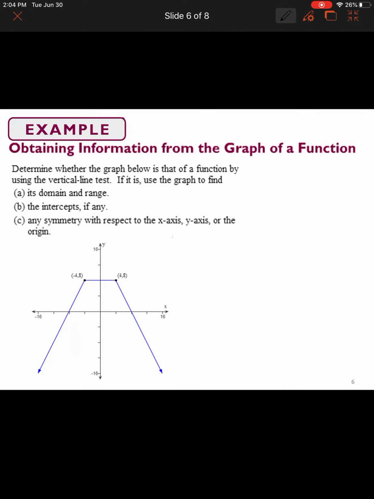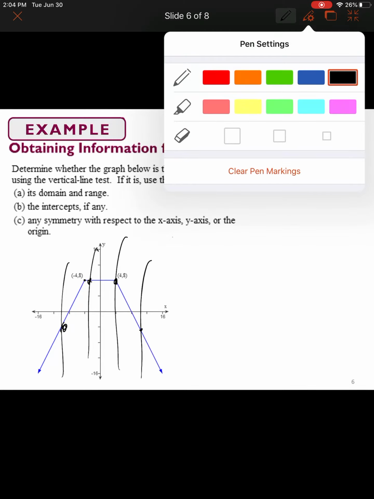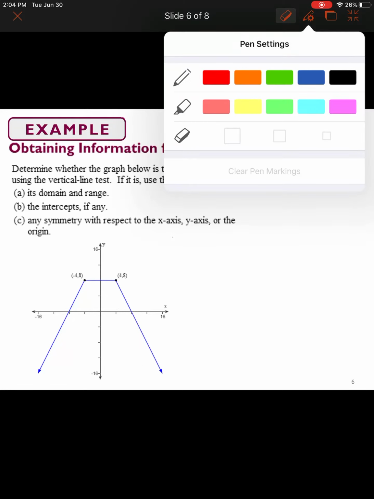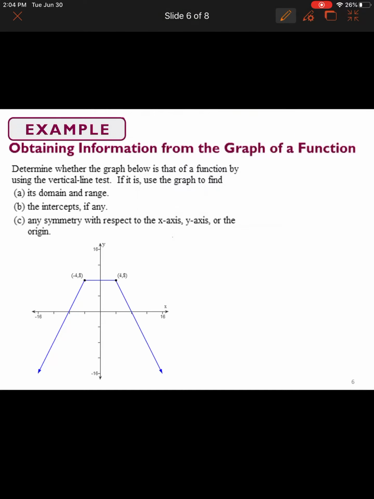Again, same rules apply. Run the vertical line test. Drawing those vertical lines, we get one punch everywhere. So that is a function. That means we have to do all that other stuff that we just did. We have to find the domain, and we have to find the range. All right, find the domain.